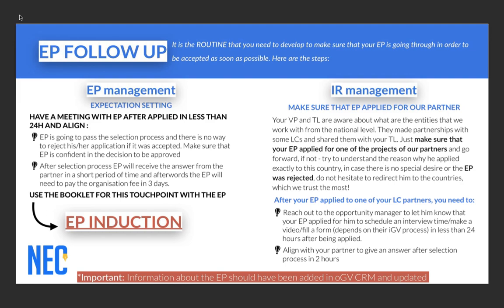Make sure that the EP is confident in his decision to be approved. After the selection process, the EP will receive the answer from the partner in a short period of time, and afterwards the EP will need to pay the organization fee in 3 days. These are all the expectations you need to set in the meeting with your EP. And of course, don't forget to use the booklet for this touch point with the EP.